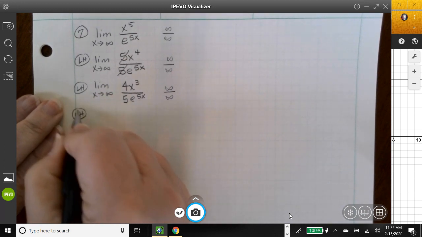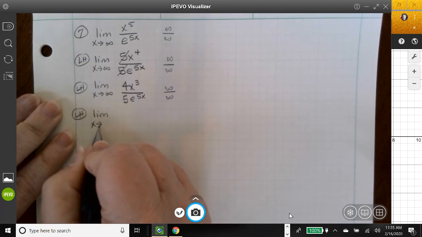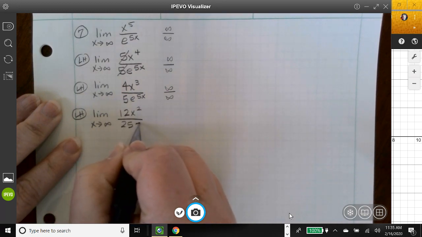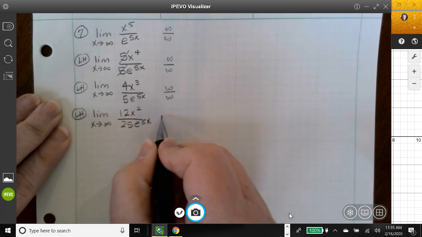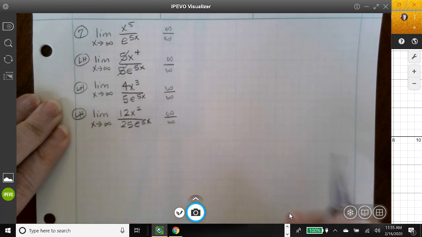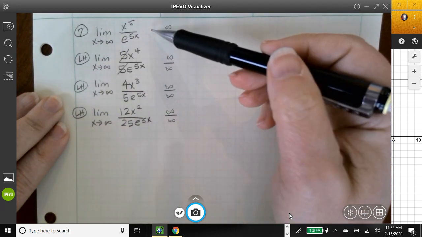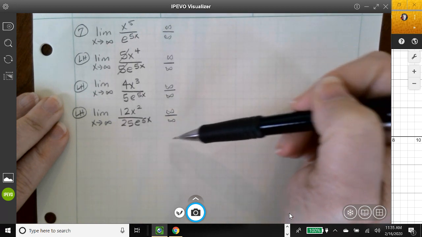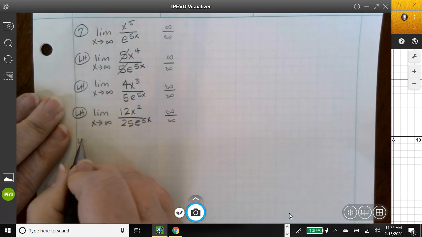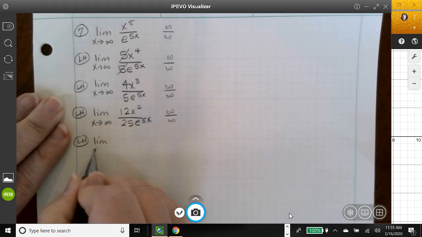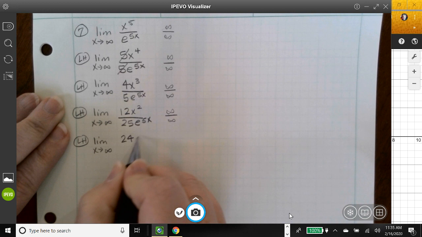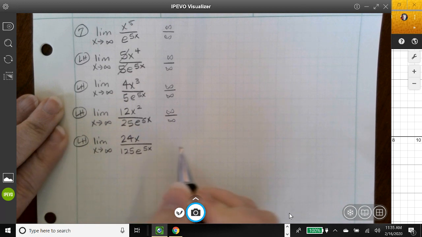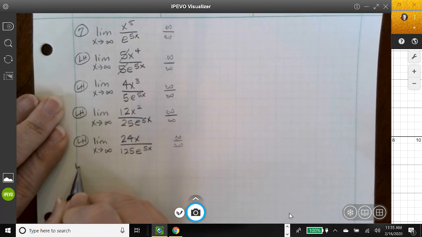All right, so we're going to do L'Hopital's one more time. The limit as x approaches infinity, well, that's going to be 12x squared over 25 e to the 5x. And guess what? Not surprising. That's infinity over infinity again. And please note, I'm not putting equal signs here because they are not equal. This is just the indeterminate limit type. All right, using L'Hopital's one more time. The limit as x goes to infinity of 24x over, well, 5 times 25 is 125 e to the 5x. And again, that's infinity over infinity, so I can use L'Hopital's rule.